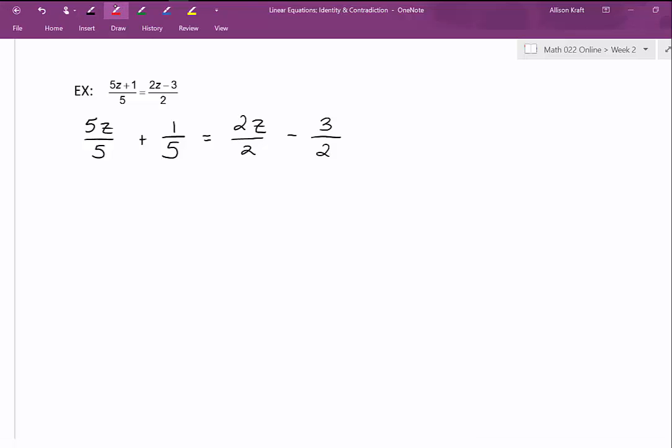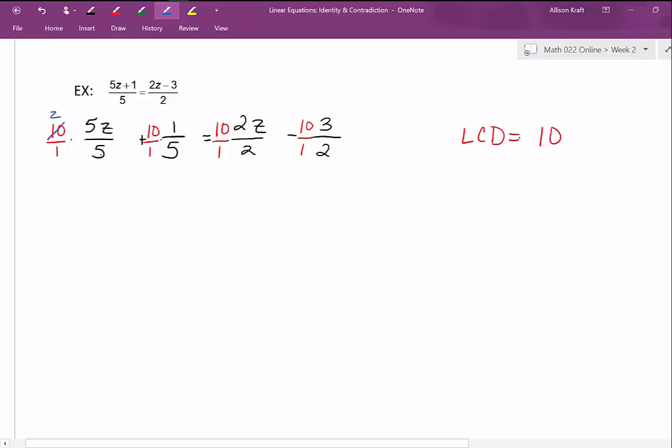We eliminate the fractions in our equation by multiplying each term by the LCD. The LCD between 5, 5, 2, and 2 is 10. So each term I'm going to multiply by 10 over 1. The whole point of multiplying by this LCD is to eliminate the denominators. So we want to simplify the 10 over 1 with every denominator. 5 goes in here twice, 5 goes in here one time. We multiply straight across. That gives me 10z over 1, or just 10z.